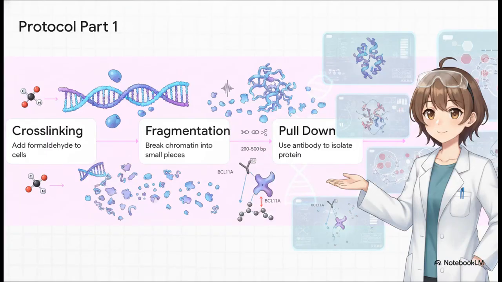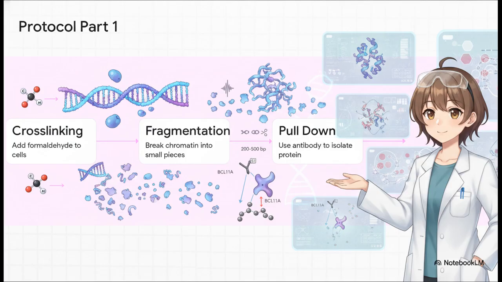So, how do we actually catch a protein in the act? Step 1 is cross-linking. We add formaldehyde to the cells. Why do we do that? Well, it essentially freezes the scene of the crime, locking the DNA and proteins together exactly as they are in a living cell. Next up, step 2, is chromatin fragmentation, where we use sound waves or enzymes to break the chromatin down into tiny 200 to 500 base pair fragments.